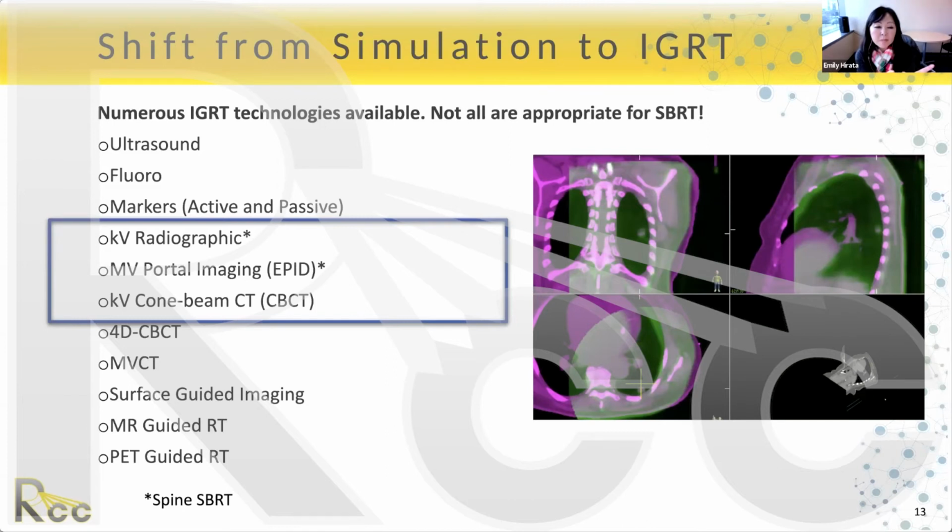And there's a couple of moments where I'll talk about orthogonal pair portal imaging in the context of spine SBRT. So we're going to really focus in on cone beam CT because that's generally the most commonly used technology for SBRT, particularly lung and spine. And it's also appropriate to use for those types of cases.